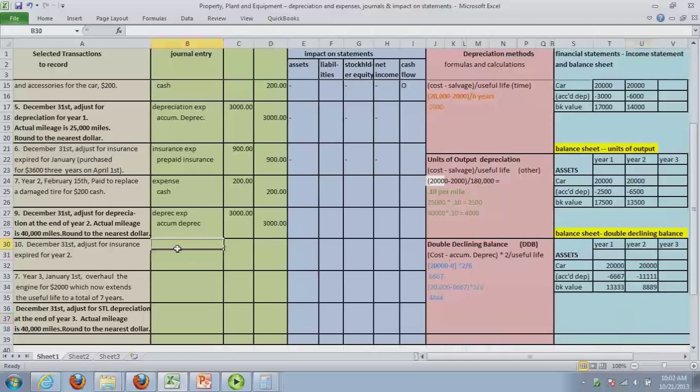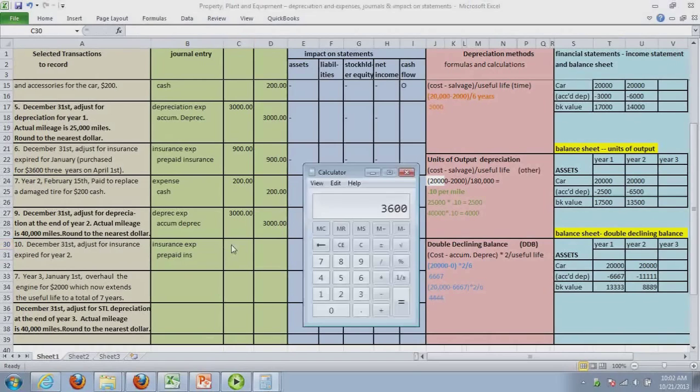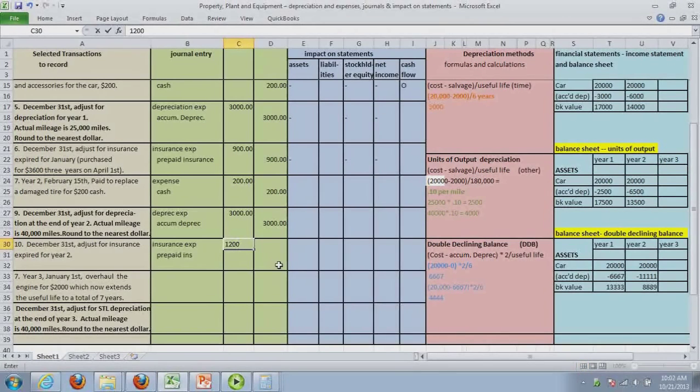Okay, so we have a few more entries. We again do our adjusting entries. And this time we have a full year of insurance to expense. So if you remember, it was $3,600 for 3 years. So I'm just going to divide by 3, $1,200 this year. And we've done the impact on the statement, so we won't do that again.